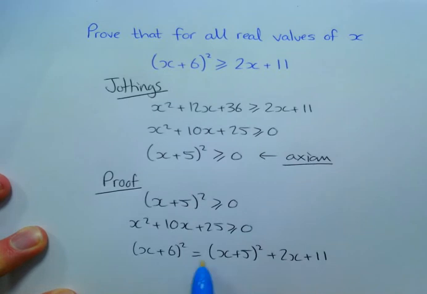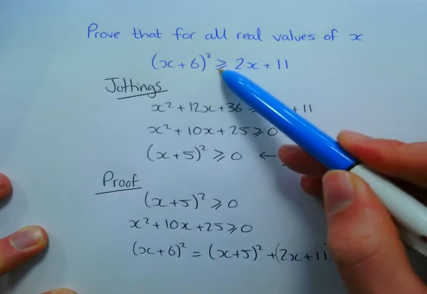Now, let's put that in brackets as well for now. So we've got 2x plus 11 plus something is equal to that. So it means that if this was equal to 0, for example, when x is minus 5, then these two things must be equal to each other. So we've proven that it's equal.